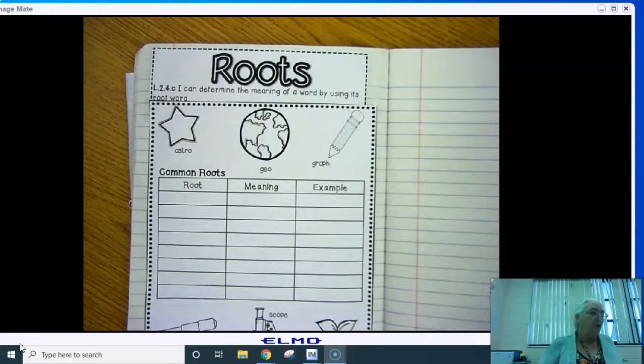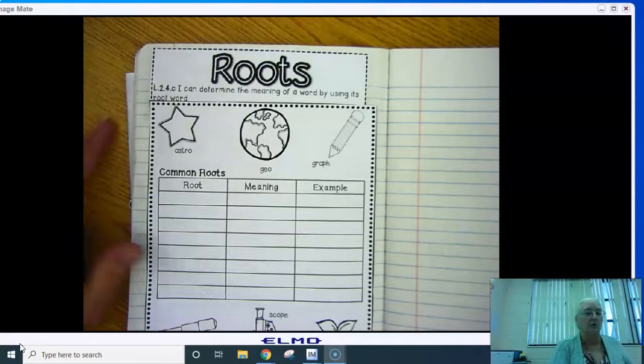Roots. A root word is the basic beginning part of a word, just like the root is the basic beginning part of a plant. You wouldn't have a very healthy plant if you didn't have good, strong roots. And that's how it is with our language, too. We need lots of different words, but we can go backwards and find just a few roots for a lot of these words. So we can determine the meaning of a word by using its root word.